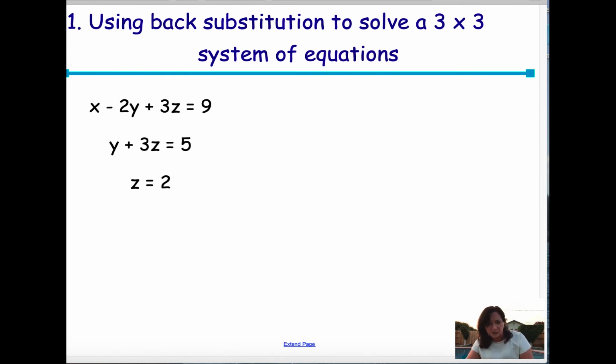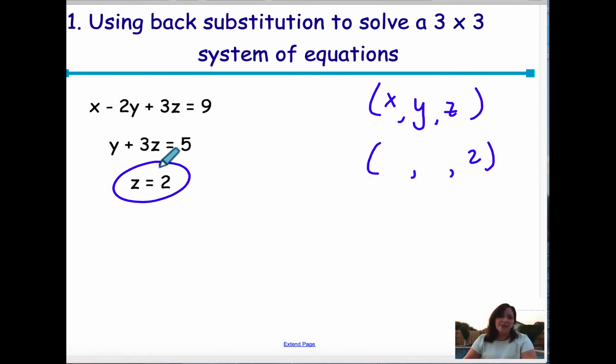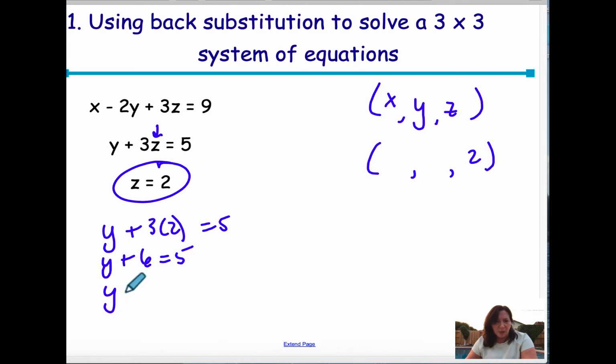We have 3 equations. We have 3 unknowns. We're going to have an intersection point at x, y, z. So we have x, y, and z. So the first thing we're going to do is, well, this is z is 2. We already got the first point. There it is. Now I've got to find x and y. If z is 2, I'm going to back substitute that in. So we're going to have y plus 3 times 2 equals 5. So y plus 6 equals 5, subtract 6. So I get y equals negative 1. So that's this value right there.